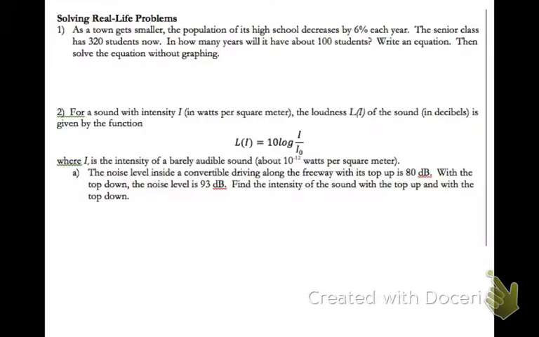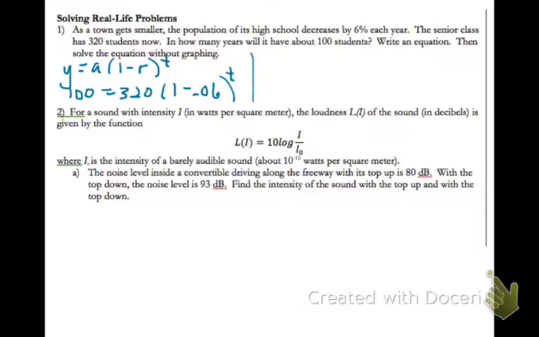Alright, now let's talk about some real-life problems. So as a town gets smaller, the population of its high school decreases by 6% each year. The senior class has 320 students now. In how many years will it have 100 students? Write an equation. So we've got a situation of exponential decay. So you can remember that that formula is our ending amount equals our starting amount times 1 minus the rate raised to our time. So our ending amount is 100, starting is 320, 1 minus 0.06, because we'll change 6% to a decimal, raised to the t power.